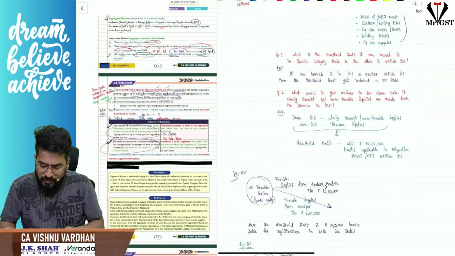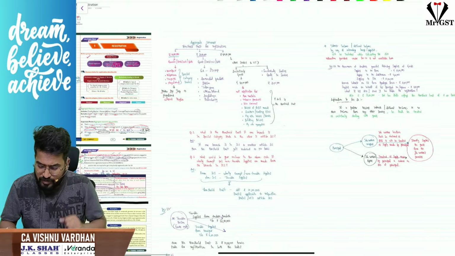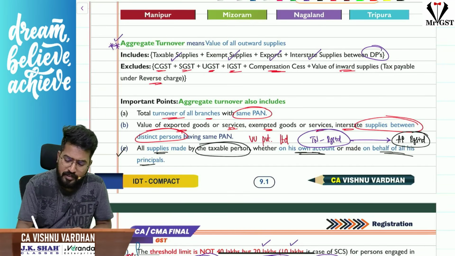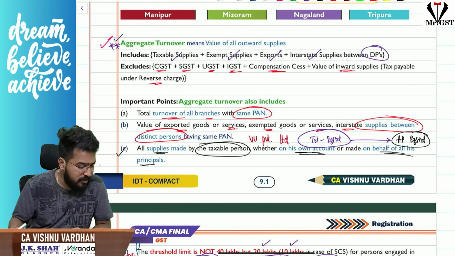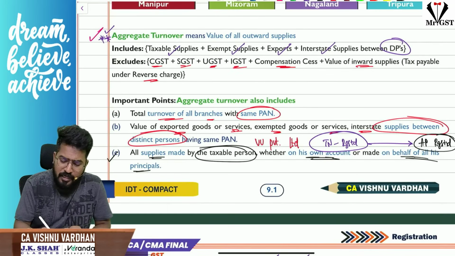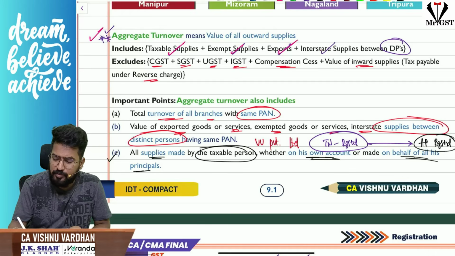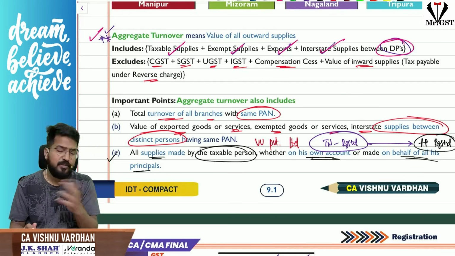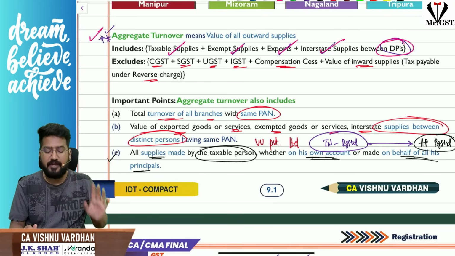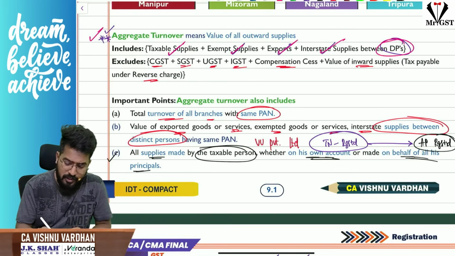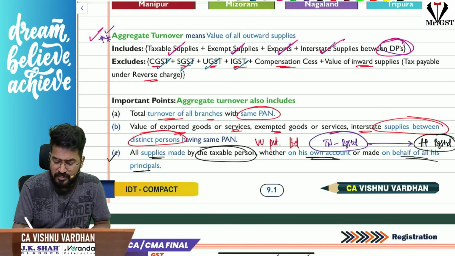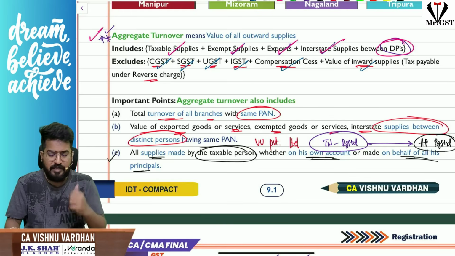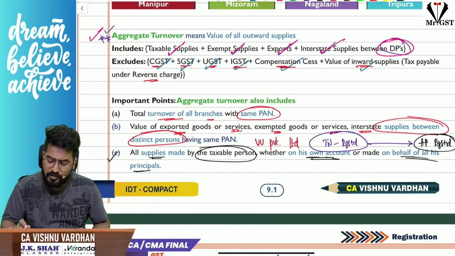Sir, what is the definition of aggregate turnover? We have seen the aggregate turnover definition already in the composition scheme, correct? Very important point, as I told you before also. Aggregate turnover means it includes taxable supplies, exempt supplies, exports, and interstate supplies between distinct persons. That means interstate supply from one distinct person to another distinct person will be added in aggregate turnover, but it will exclude CGST, SGST, UTGST, IGST, GST compensation cess, and the value of inward supplies on which tax has been paid under the reverse charge mechanism. Okay, so that is the concept.